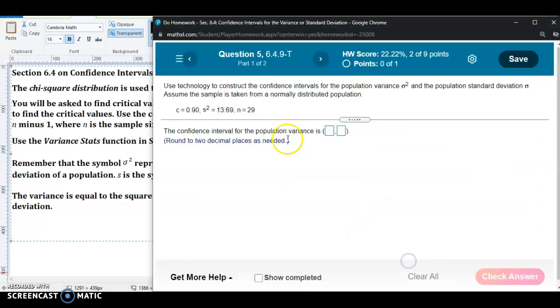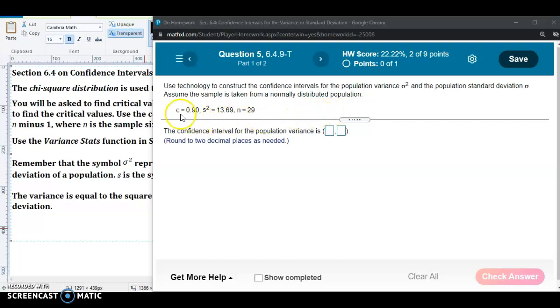Let's look at question 5. It says, use technology to construct the confidence intervals for the population variance and the population standard deviation, and assume that the sample is taken from a normally distributed population. You may remember from your reading at the beginning of section 6.4 that the data must come from a population that's normally distributed. In order to use the method we use to get the confidence intervals in this section, we have to have a normally distributed population. If not, then the method in this section cannot be used.